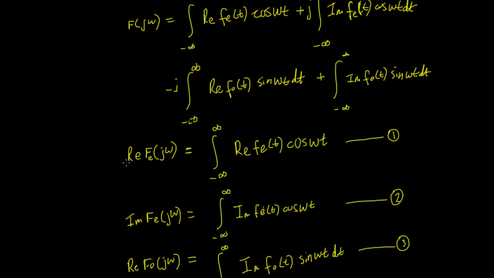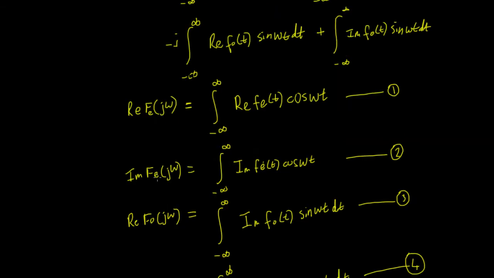So what we're saying is, if you've got a real even function of time, when you do the Fourier transform of it, you'll get a real even function of frequency. Or if you've got an imaginary even function of time, you'll end up with an imaginary even function of frequency. Okay. Now the next two are different because they're swapped round about.